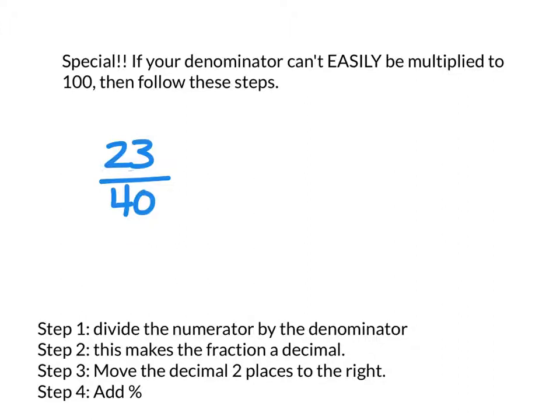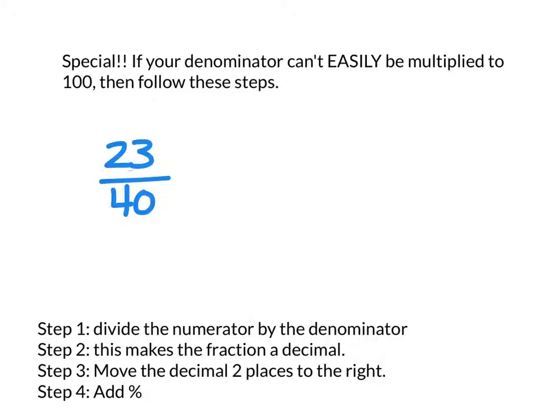See how 40, you can't multiply anything by 40 to make it 100 easily. There's nothing that we can multiply it by. So if that happens, there's a different process you can follow. Okay, so first step is divide the numerator by the denominator. We're going to change this into a decimal. This step makes the fraction a decimal.